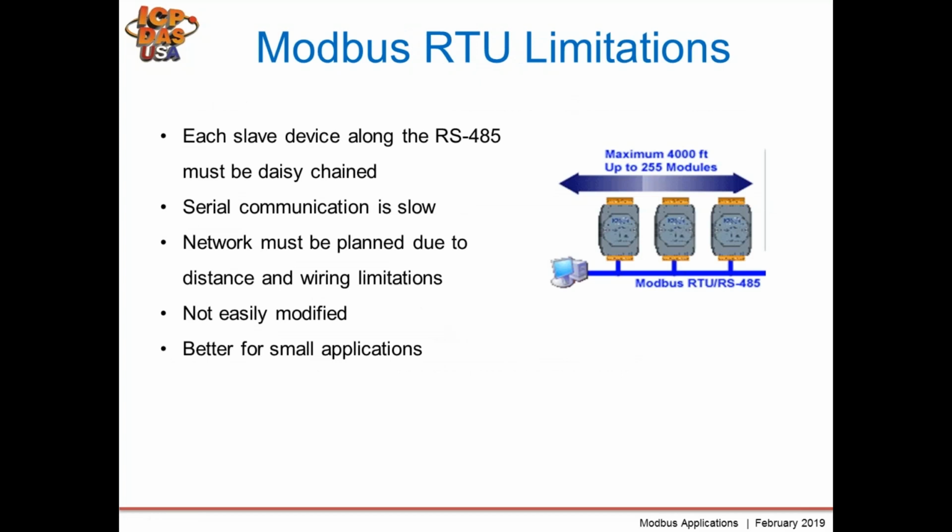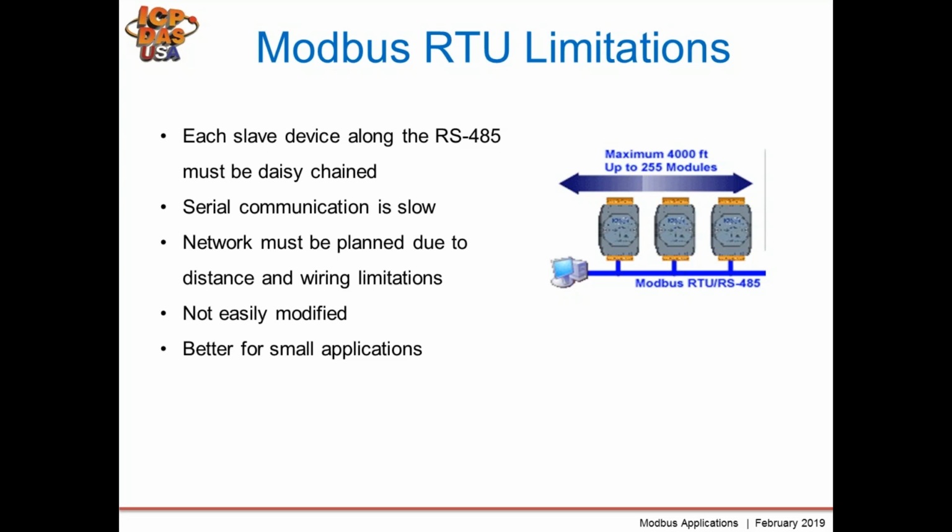Modbus RTU has some limitations, though. Each slave device along the RS-485 must be daisy-chained. Serial communication is also slow. The network must be carefully planned due to the distance and wiring limitations, along with baud rate and other parameters that severely limit the maximum distance. It's not easily modified because wiring is daisy-chained, and it's better for smaller applications.